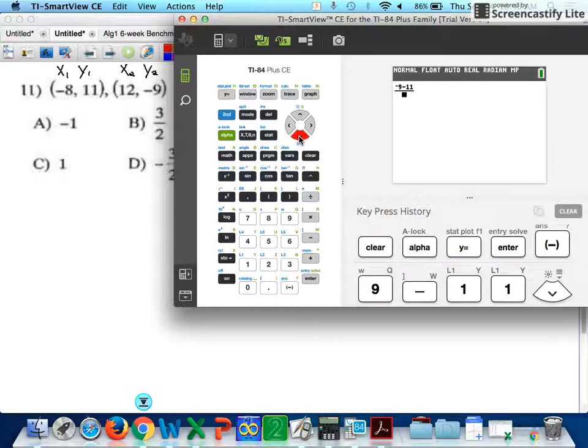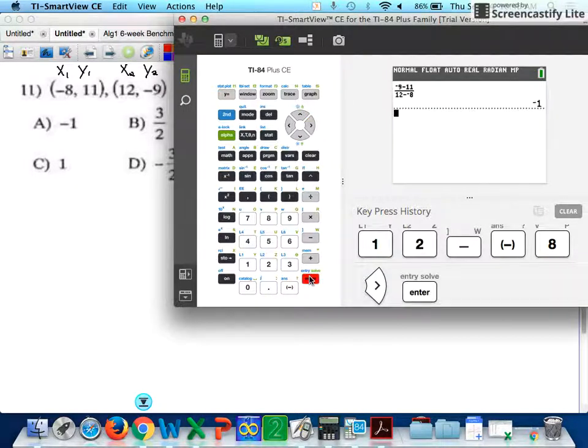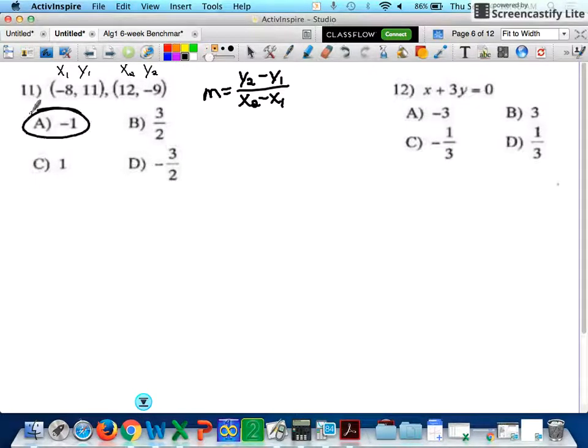typing it in just the way it comes. Then I need x2, which is a 12, minus an x1. It's always minus in the middle, and then that x1 is a -8, okay? I press enter, and I let it spit out my answer for me, and it says -1. Well, that seems like an awful simple answer, but looky there, -1, okay?